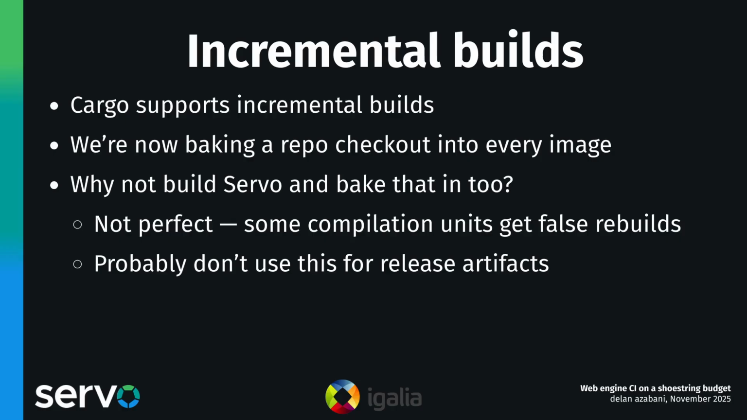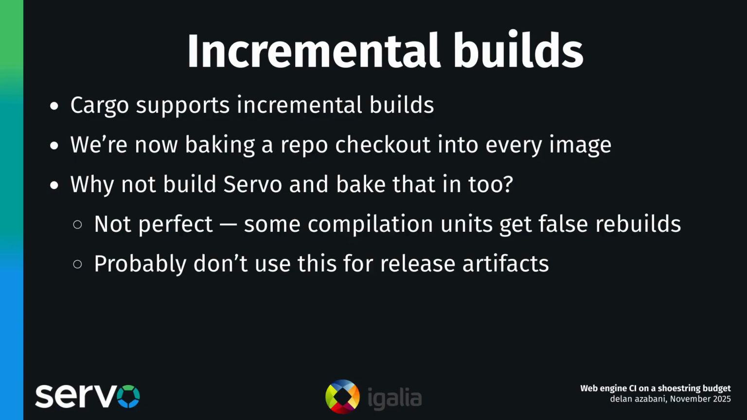Something that flows on from that is that if we are baking a copy of the Servo repo into our runner images, what if we just bake a copy of the built artifacts as well? Why don't we just build Servo and bake that into the image? This allows us to do incremental builds, because Servo is a Rust project and we use Cargo, and Cargo supports incremental builds. As a result, when you run a job on our CI system, most of the time we only have to rebuild a handful of crates that have changed and not rebuild all of Servo from scratch.